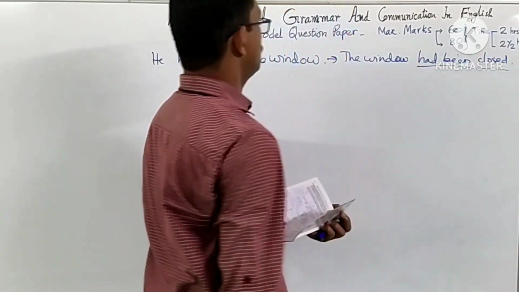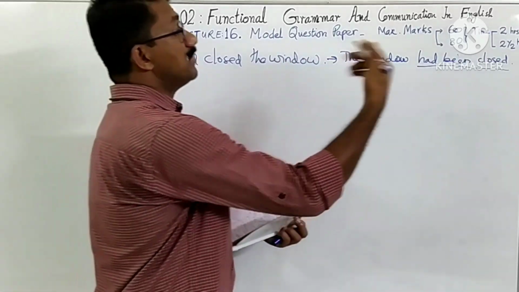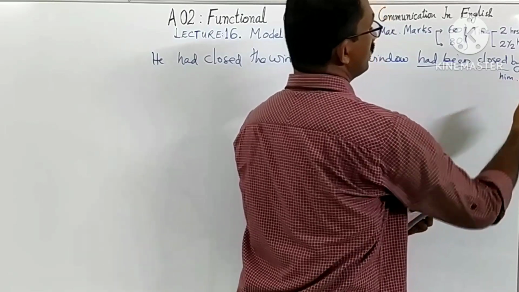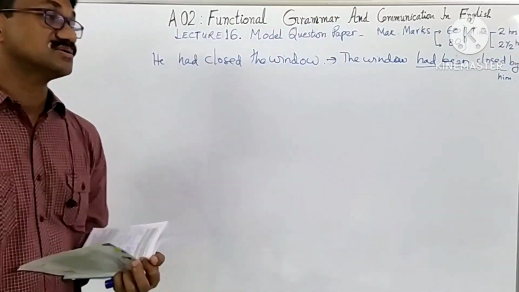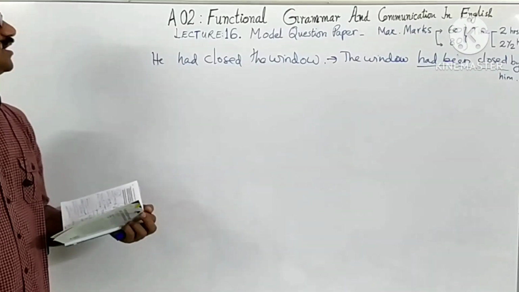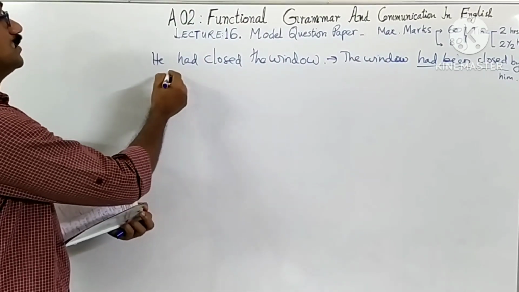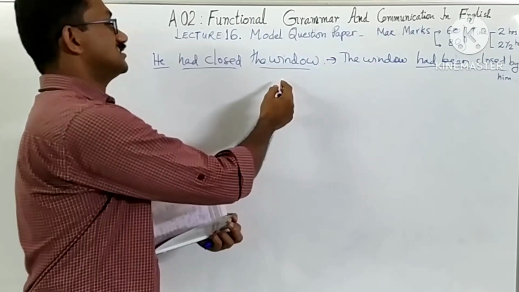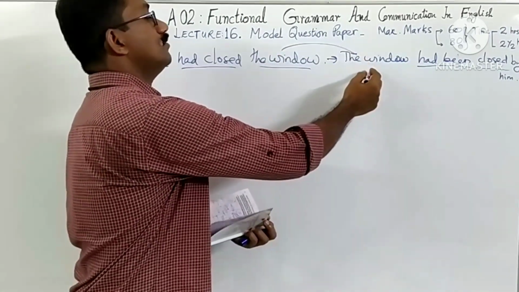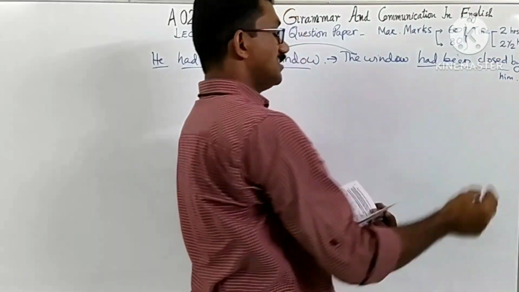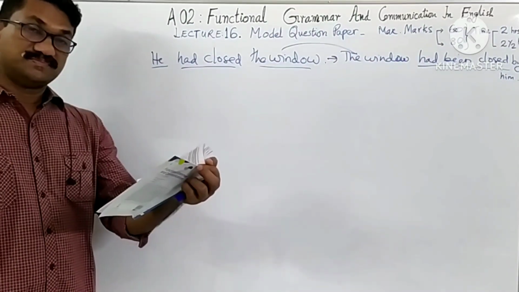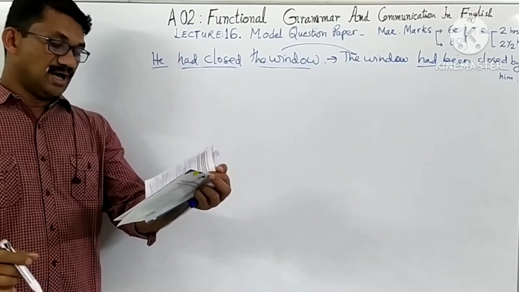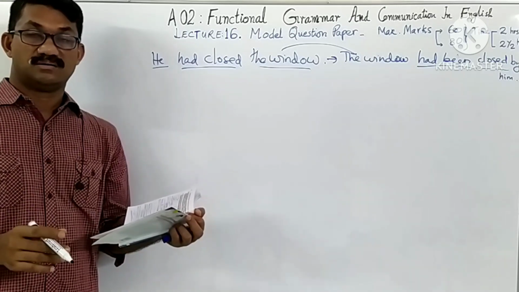Had been closed. Okay, had been closed by him if you require. By him, not necessary. By agent is not necessary, but if you need, you can write that. He had closed the window. He subject, had closed verb, the window object. The window had been closed by him.